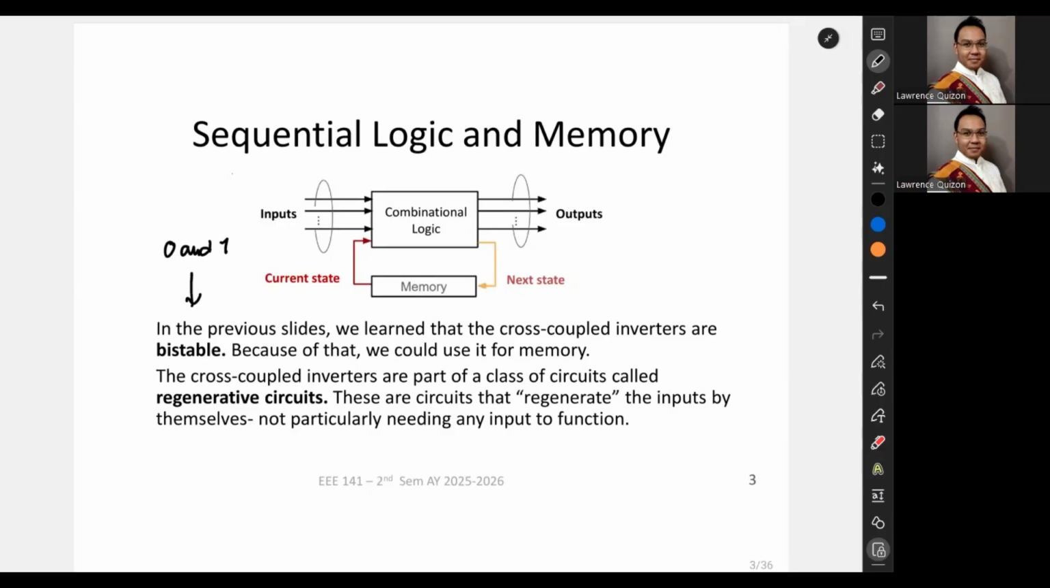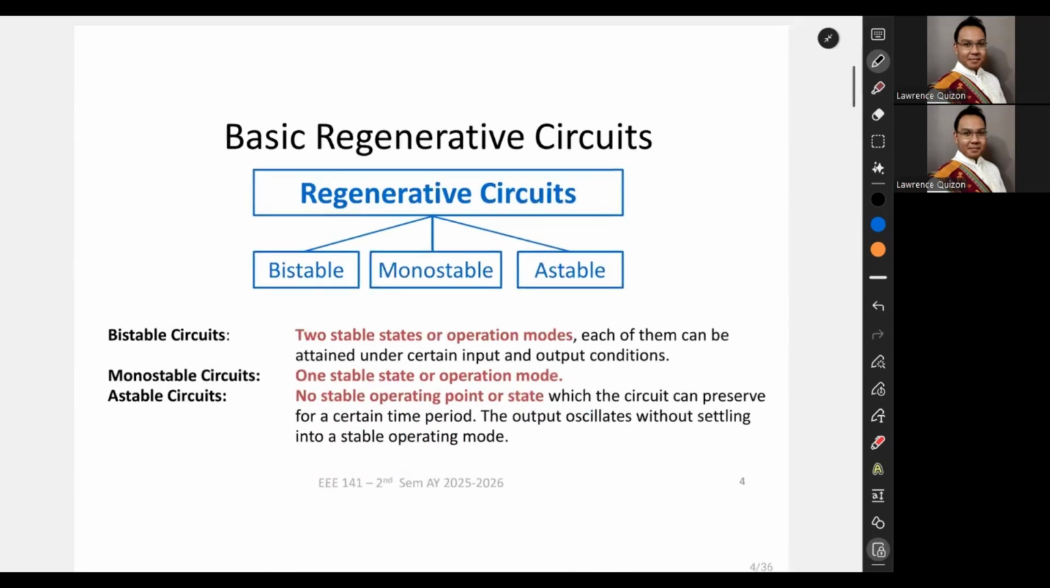Now, we would like to discuss the larger class of circuits that these cross-coupled inverters are part of. We call these regenerative circuits. This is because circuits like these do not need inputs. Rather, they use their outputs to regenerate their own inputs so that they don't actually need an input to function. What the input does is it just affects the state of the circuit, but it doesn't have to permanently stay there.